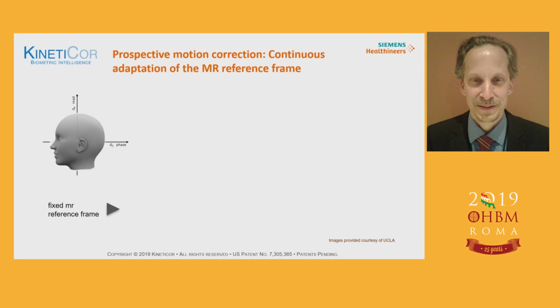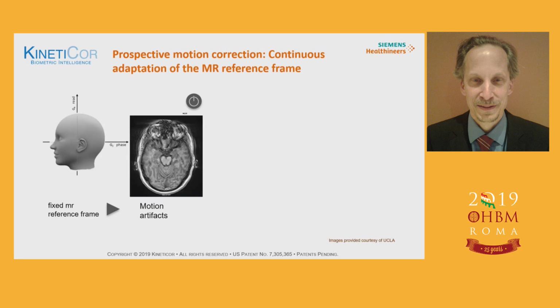But the camera system alone is not doing the job. We need something more, and that's prospective motion correction. Now let's have a look. If you have a volunteer or a patient in your scanner and the person is moving, then the MR reference frame is fixed, but the patient is moving with regard to the MR reference frame. This affects your acquisition. You have motion artifacts, this kind of blurring and ringing.